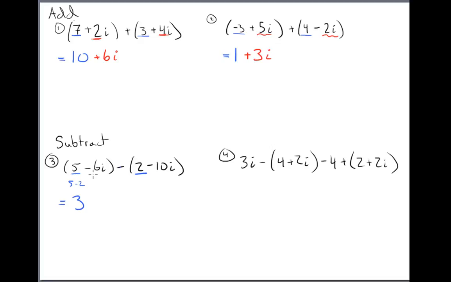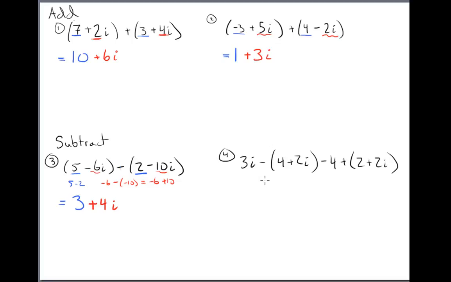Then I'm going to take a look at negative 6 minus, right? So negative 6 minus a negative 10. Negative 6 minus a negative 10, that's negative 6 plus 10, so that's 4. We get 3 plus 4i.